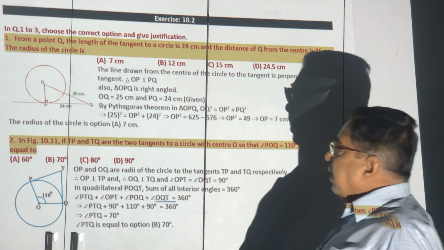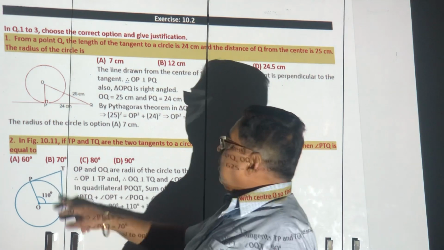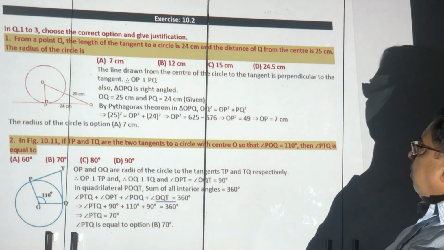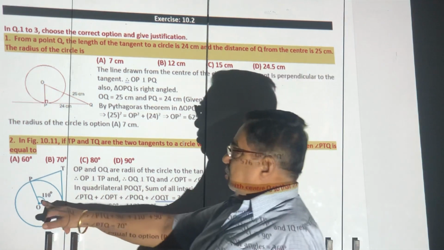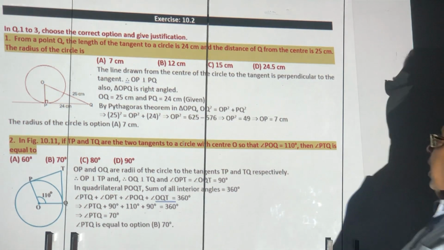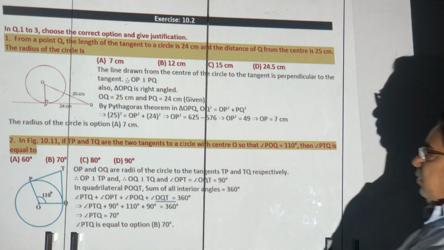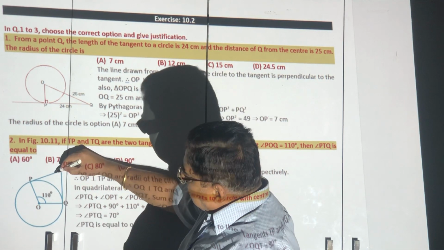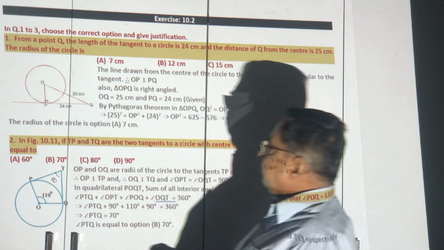In this diagram, TP and TQ are 2 tangents. You can see that angle POQ is 110. This is given as 110. And angle PTQ, we have to find. So what is this angle theta I am supposed to find?